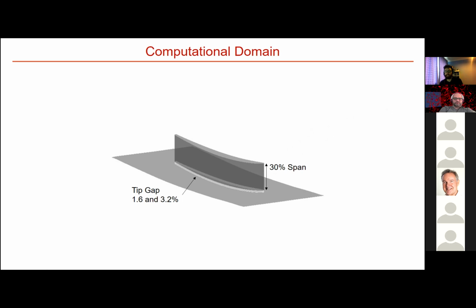In precursor RANS simulations, it was found that only 30% of the span is required to fully capture the tip leakage flow. This allows us to simplify and reduce the computational domain. We have run two cases, one at 1.6% and the other at 3.2% tip clearance to chord ratio.